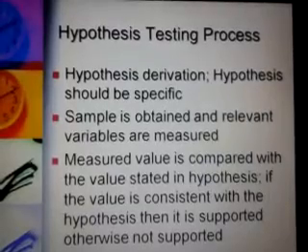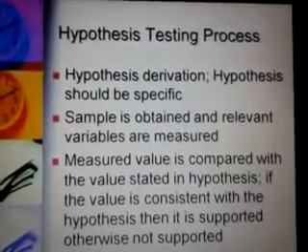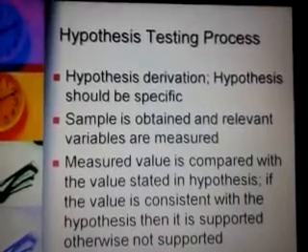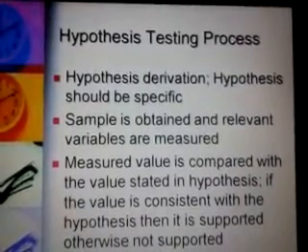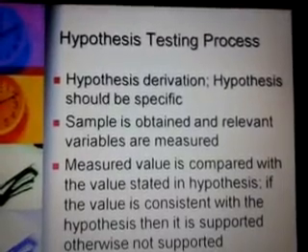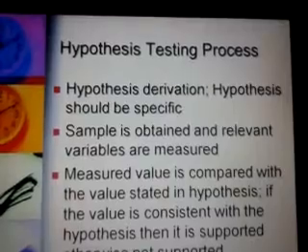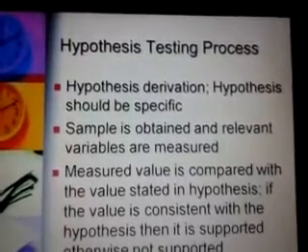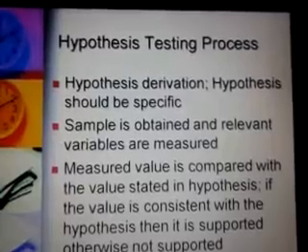So, hypothesis derivation, and the hypothesis should be very specific. It should not be vague or ambiguous. One thing is very clear through the hypothesis: what we are actually trying to find out, what the actual variables are, and what subgroups we are trying to find the relationship between.